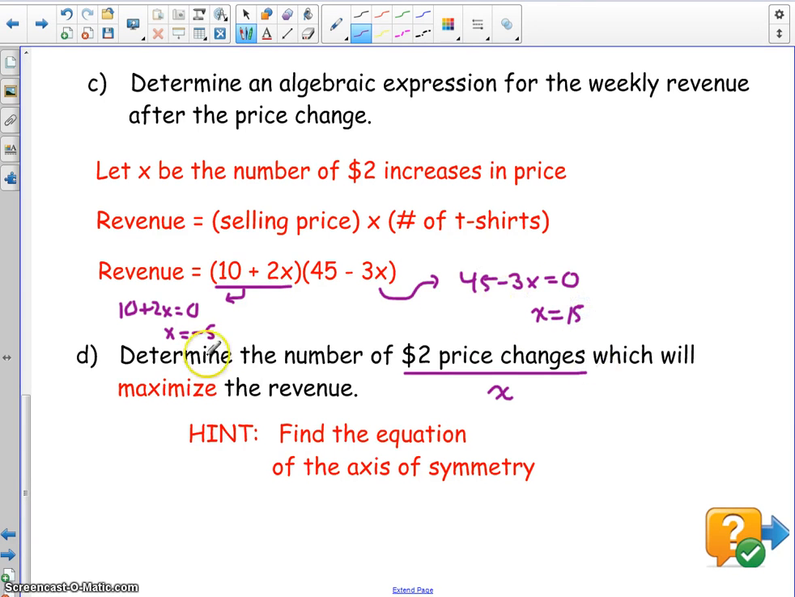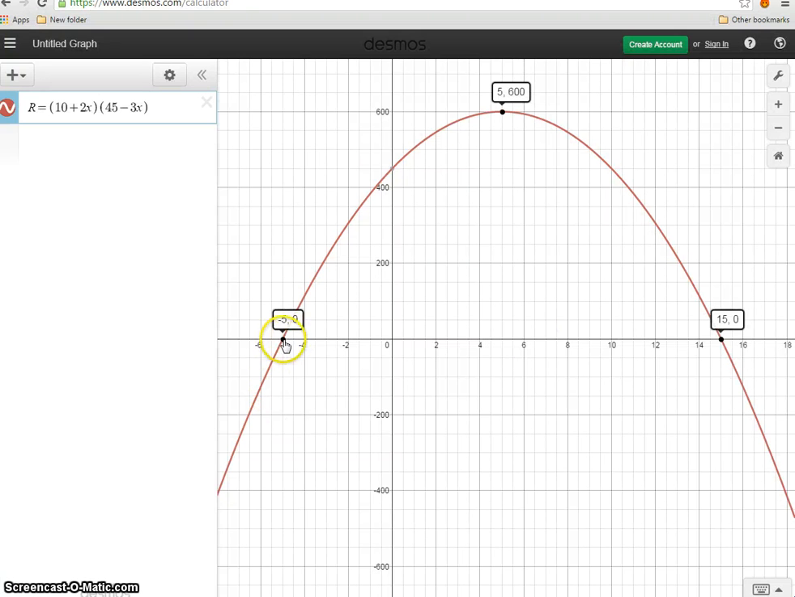Okay, so what this means is, if you increase the price 15 times, or if you increase the price negative 5 times, now what do you think it means to increase the price a negative number of times? Well, a negative increase would be a decrease. So if she has a negative 5 price increase, that actually means she's decreasing the price 5 times. But in any case, at these two numbers of price changes, we wind up getting no revenue. And again, we can see that from our graph here. When x equals negative 5 and x equals 15, we have our zeros.